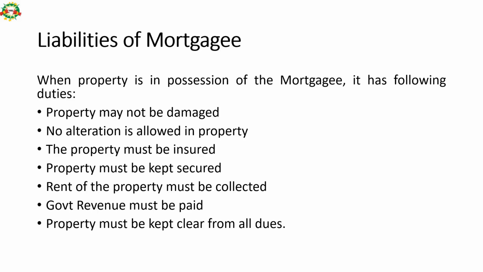So these are the liabilities of the mortgagee. When property is in possession of the mortgagee, it has the following liabilities and duties. Property may not be damaged. No alteration is allowed in the property. The property must be insured. Important point: property must be kept secured. Rent of the property must be collected. Government revenue must be paid timely. Property must be kept clear from all dues. So these are the duties and responsibilities of the mortgagee if the property is held under possession of the mortgagee.